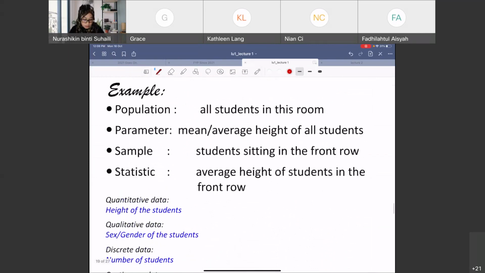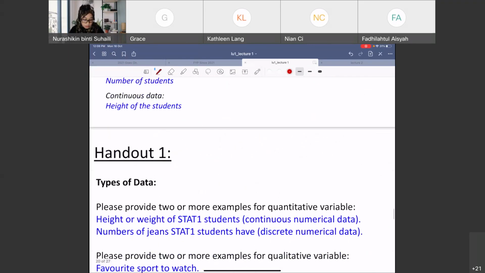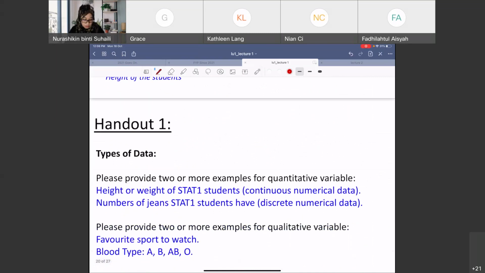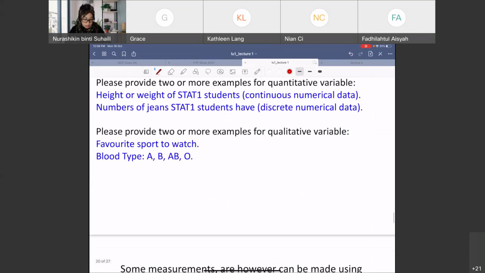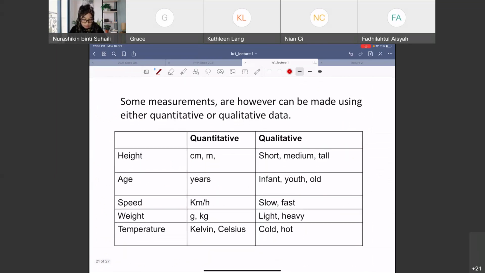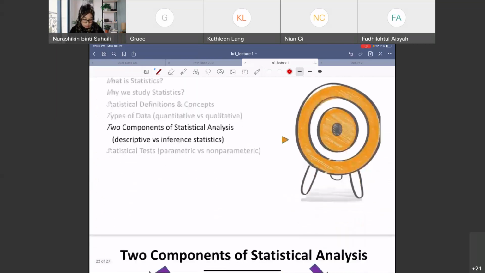Okay, this is just an example. You can go through it by yourself. It's not that hard. I just skip some of the things to make our lecture shorter. Yeah. Okay, I think this one you can go through by yourself. It's not that difficult.